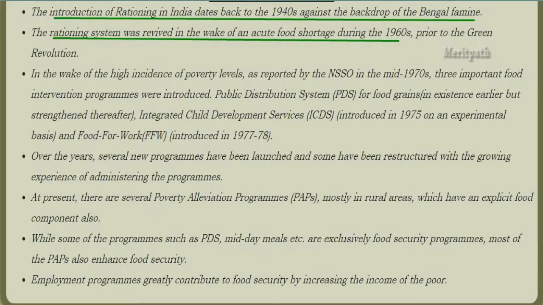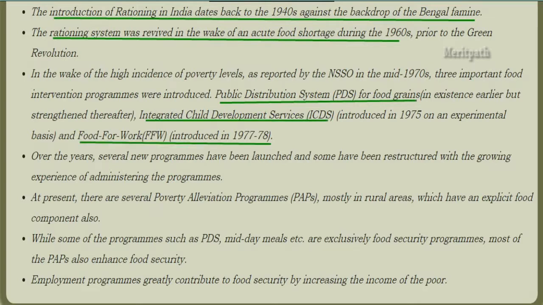Ration shops were introduced in India in the 1940s against the backdrop of the Bengal famine. This was revived in the wave of acute food shortage during the 1960s before the Green Revolution. So in the wake of high incidence of poverty levels as reported by the NSSO, three important food intervention programs were introduced.